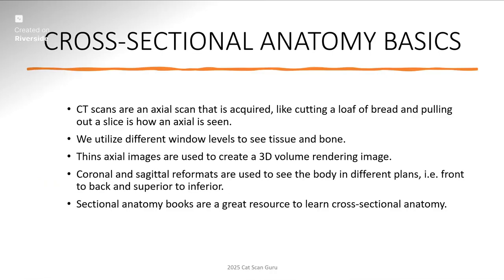CT scans are axial scans, as I've talked about in previous lessons. It's like cutting a loaf of bread and pulling out a slice, and that's how an axial image is seen. I'm pretty sure if you've dived into scanning patients in your training, you'll be able to see that. We also utilize different window levels to see tissue, bone, and the lungs, and we toggle through them to highlight the different attenuations for soft tissue, bone, and other structures.